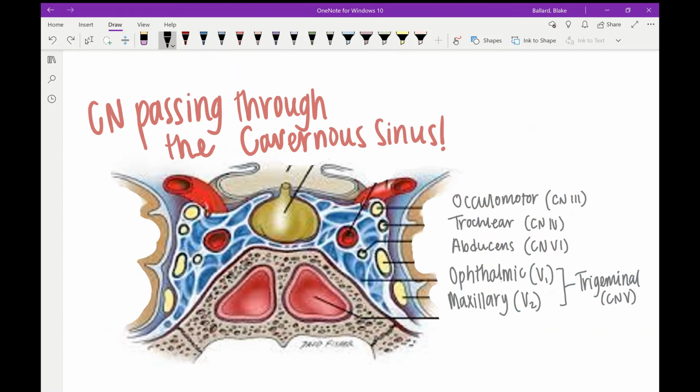In a closer look at the cavernous sinus, we can see that there are four cranial nerves that pass through it: the oculomotor, the trochlear, the abducens, and then two branches of the trigeminal nerve pass through, which are the ophthalmic and the maxillary.